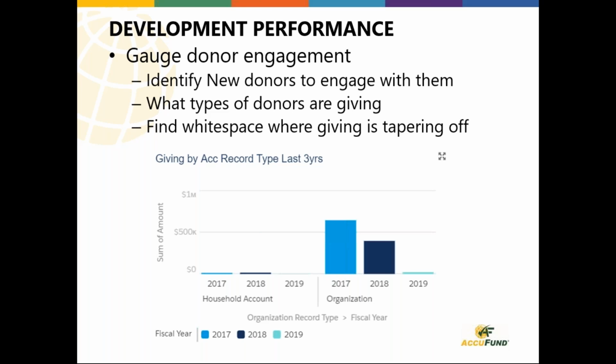And we can see very clearly from this graph that on the left-hand side, the household account giving is not there. In 2017, there were barely any gifts. In 2019, there are barely any gifts versus the organizational giving on the right-hand side. So again, finding that white space, or where giving is just tapering off altogether, a graph like this might provoke the development director to say, hey, we need to create a campaign to engage more individual donors. Let's figure out how to do that to be successful in new types of revenue generation.